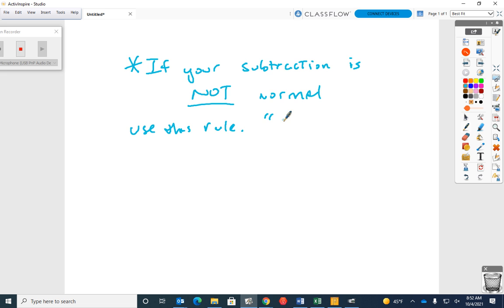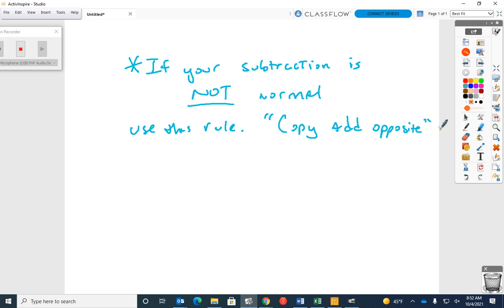Except this is copy, add, opposite. Say that with me. Copy, add, opposite. Say it. 1, 2, 3. Copy, add, opposite. This makes all subtraction problems that are not normal really easy because we turn them into addition problems. And did you understand how to add integers last week? That was easy, wasn't it?